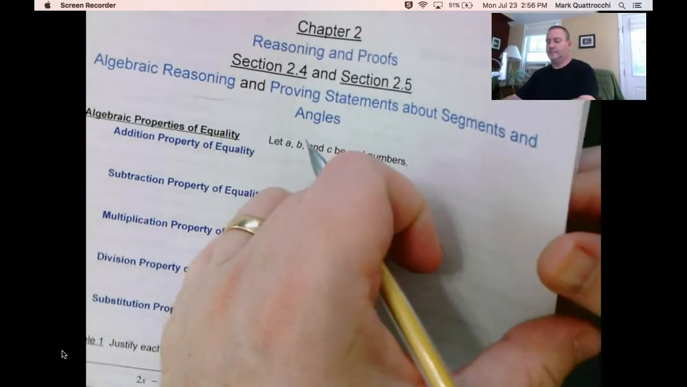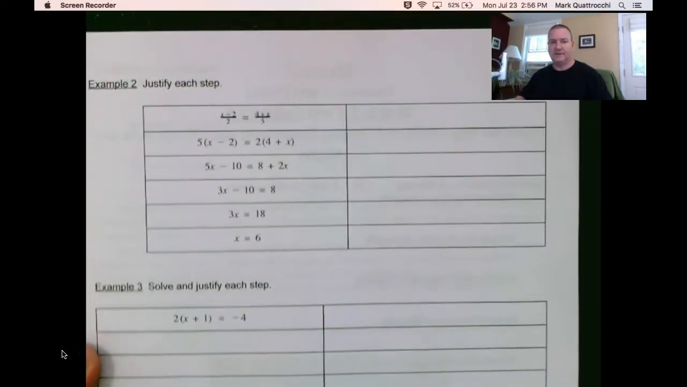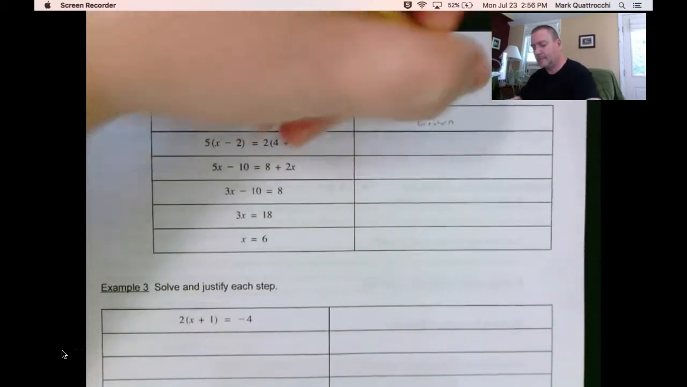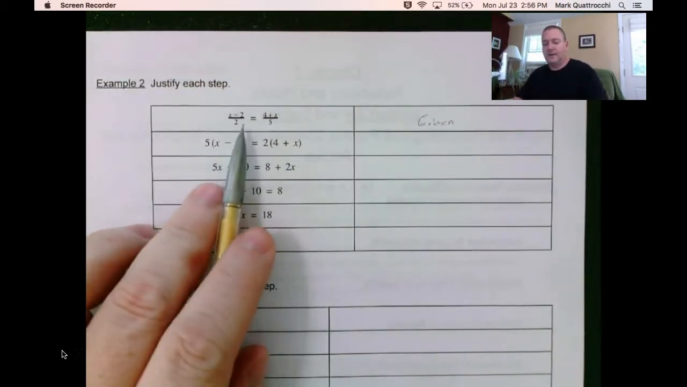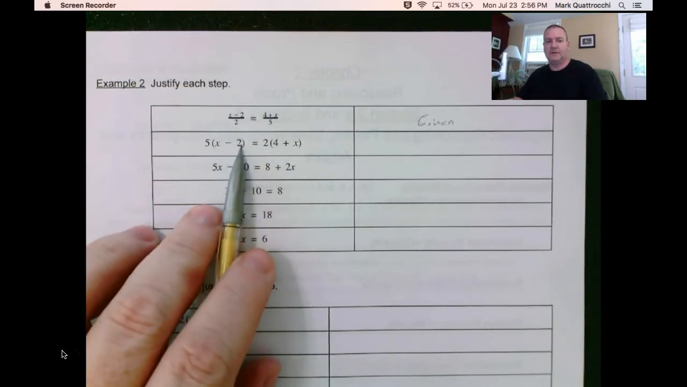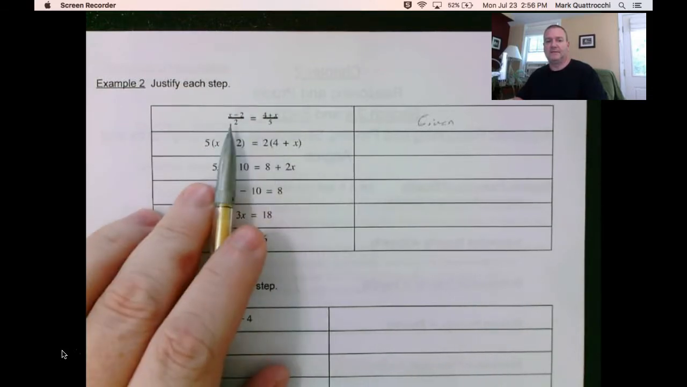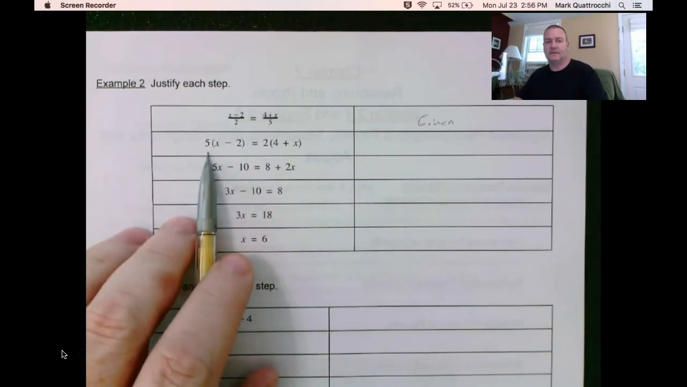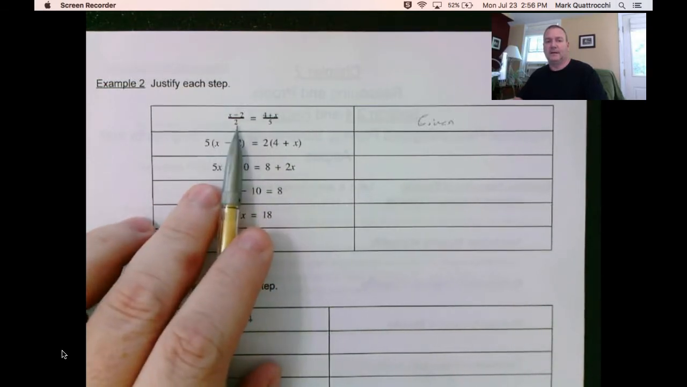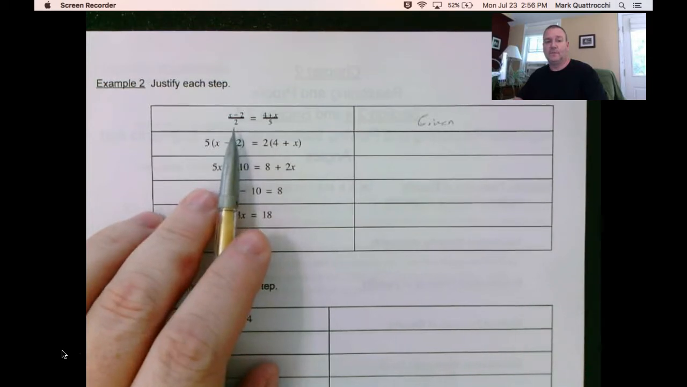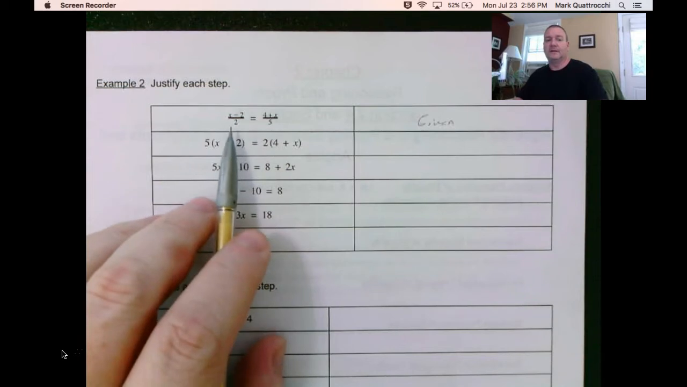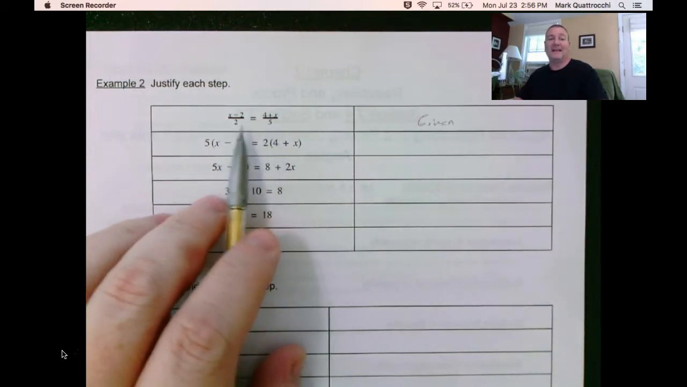Okay, example 2. Again, justify each step. Start with the given equation. Going from statement 1 to statement 2, we have multiplied the left side and the right side by 5. On the right side, the 5's cancel. It stays on the left-hand side. And we multiply the left side and the right side by 2. The 2's cancel, and we get a 2 over here. Or you can think of it as multiplying the left side and the right side both by 10.